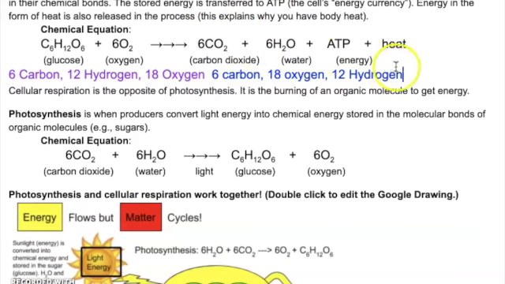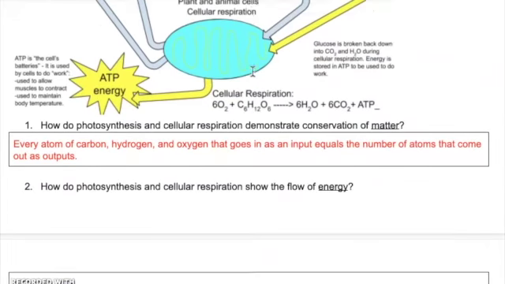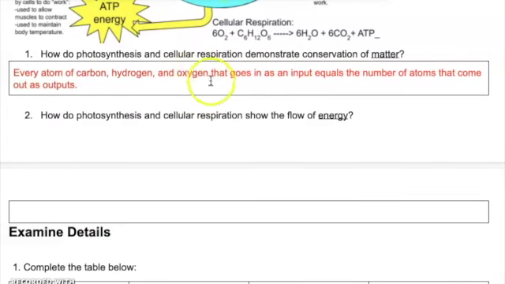Okay. So, like I said, you don't have to do this on your page. I just did it for this video to show you, so that we better understood what I'm talking about here. But how every atom of carbon, hydrogen, and oxygen that goes in as an input equals the number of atoms that come out as outputs.